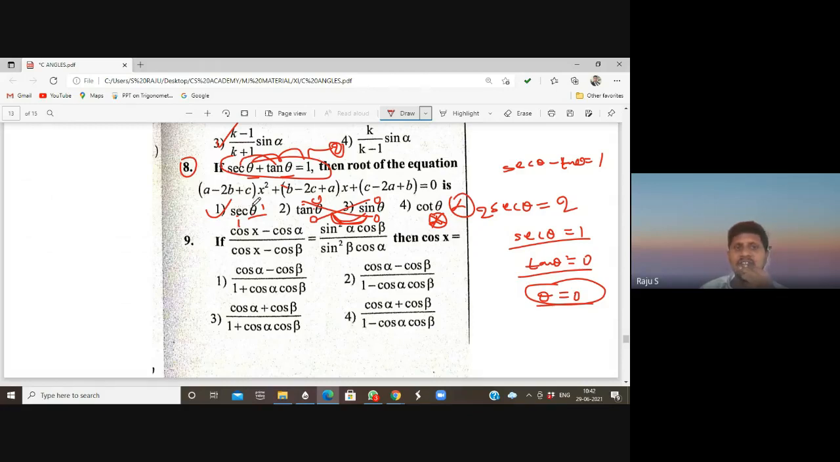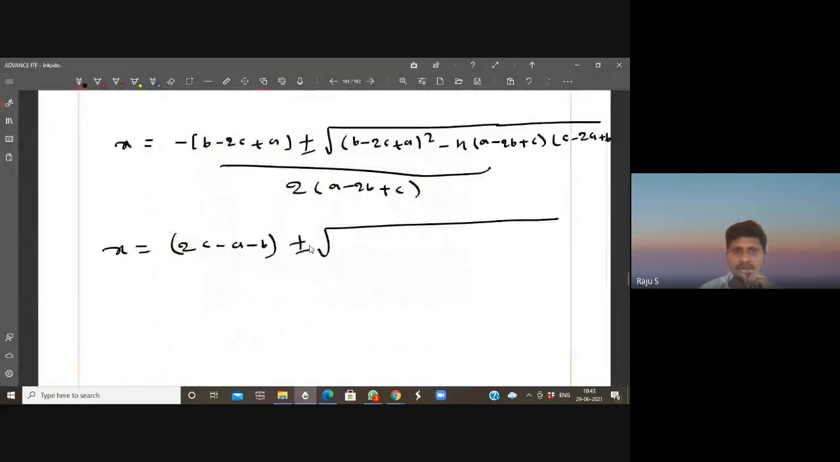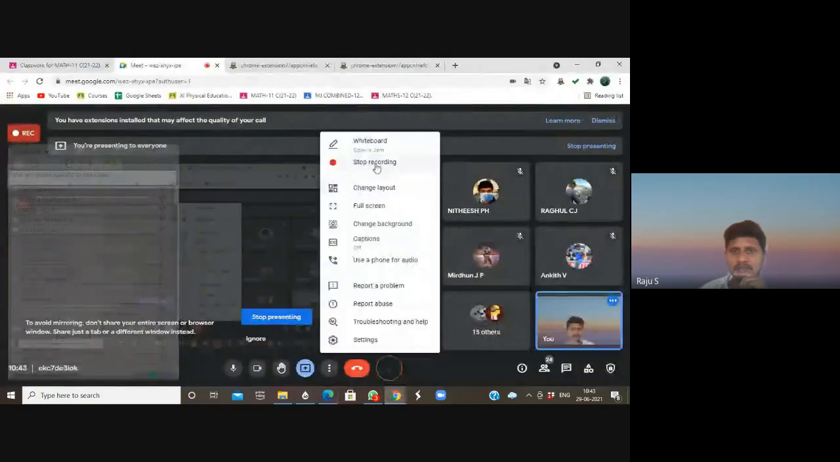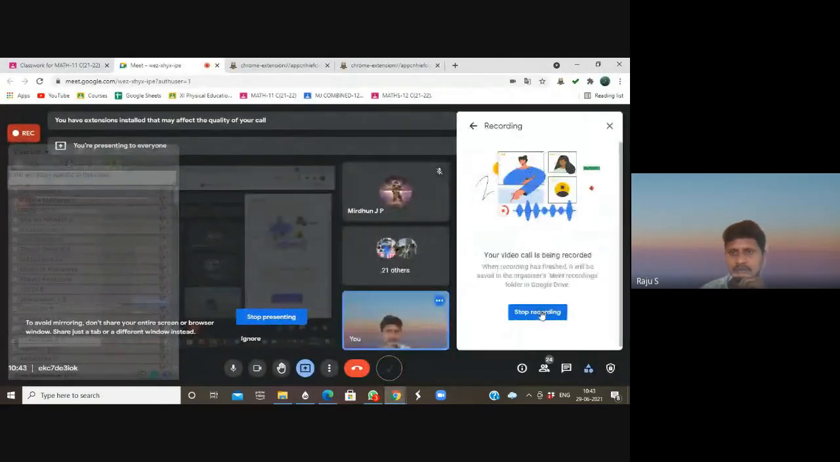Then the answer must be the first one. Otherwise, we can find the roots first, and after finding the roots, substitute the values. In this case, the answer will be secant theta. The remaining part I can explain to you in the afternoon, in case you need it.